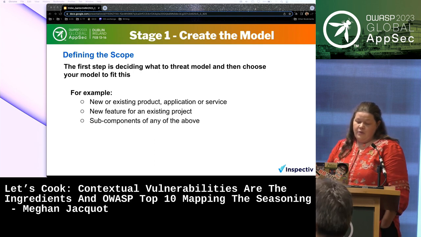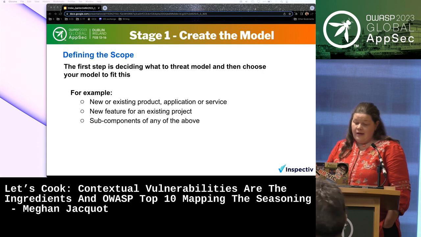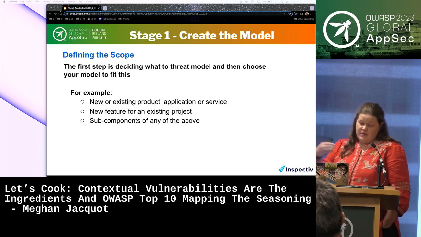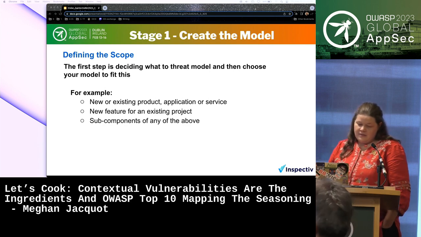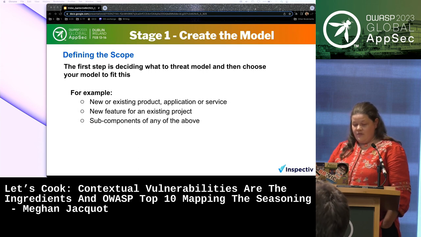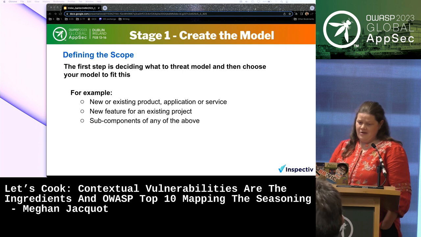Figuring out who are the people that you need involved, and thinking through your systems and assets that you're going to use. So thinking through both the tech side of things and also the people side of things. And then what it is that you're going to threat model. You can start broad and then narrow as far as brainstorming, but you will want to narrow your focus.